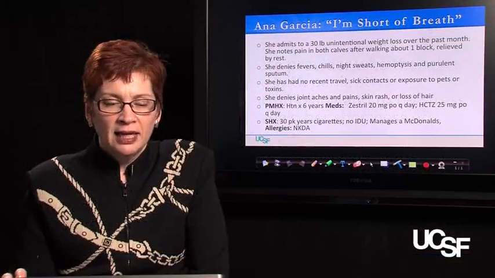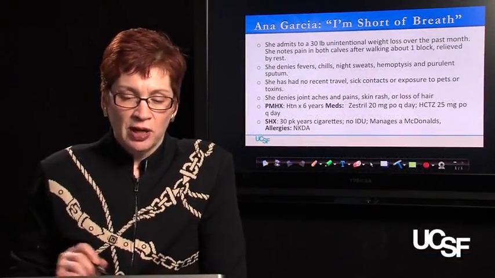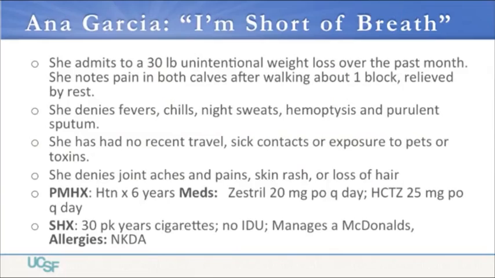So let's add some more information about Ana to your problem list. She admits to a 30-pound unintentional weight loss over the past month. She notes pain in both calves after walking about 1 block, relieved by rest. She has no fever, chills, night sweats, hemoptysis, or purulent sputum. And she's had no recent travel, sick contacts, or exposure to pets or toxins. She denies joint aches and pains, skin rash, or loss of hair.